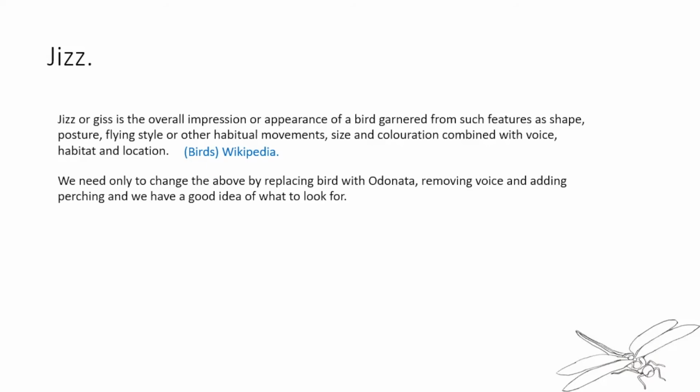Right, so if we change and replace from the above birds for odonata and we remove voice, they haven't got a lung system, they don't breathe in and out, so they can't make a noise, so they haven't got a voice, they're an insect. And also add perching to that, how they sit on reeds, how they look, how they move, that can tell us a great deal about what they are.